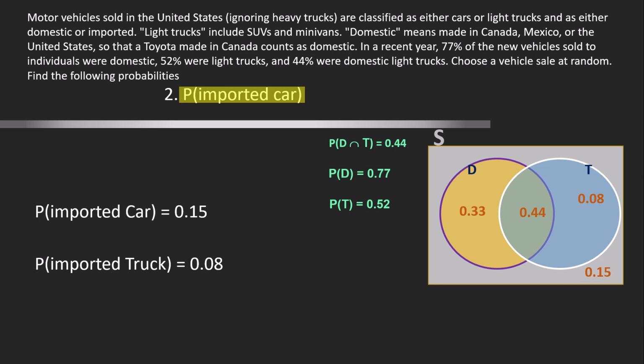Now let me find the probability of domestic car. Car should be outside of the truck and domestic should be inside of D. Then the answer is 0.33.